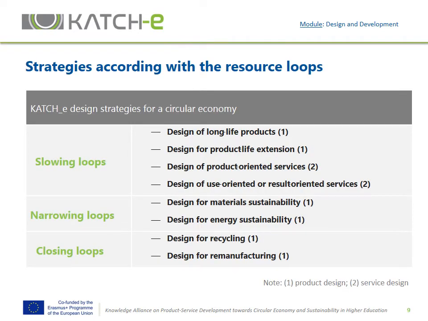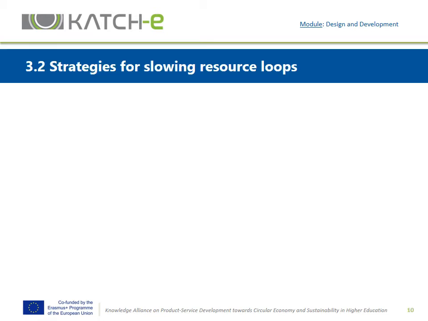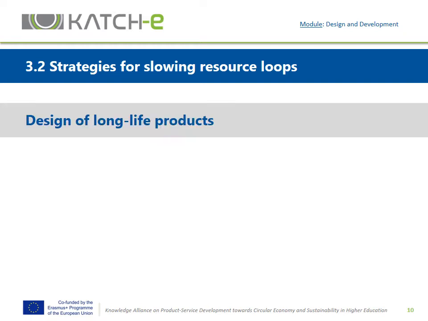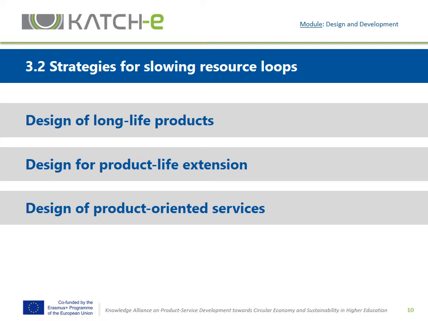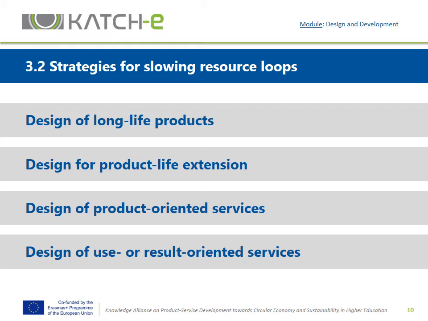These are the 8 design strategies, organized according to the resource loops: slowing, narrowing and closing. You can see that some strategies concern product design and others relate to service design. For slowing resource loops, there are 4 strategies: design of long-life products, design for product life extension, design of product-oriented services, and design of use or result-oriented services.